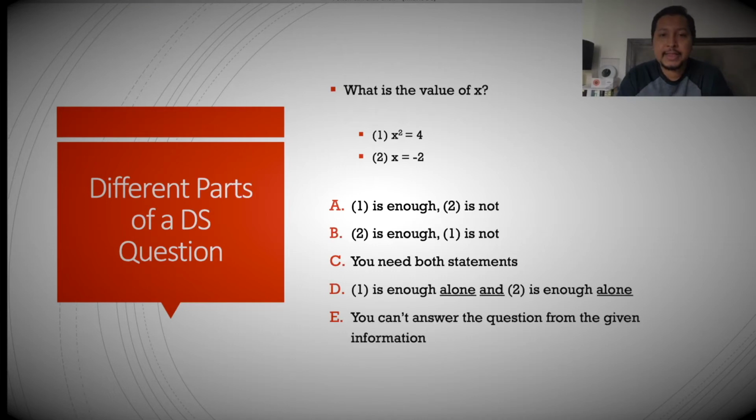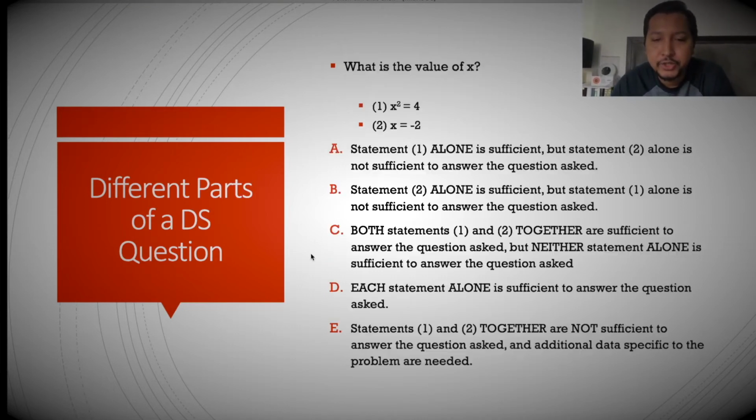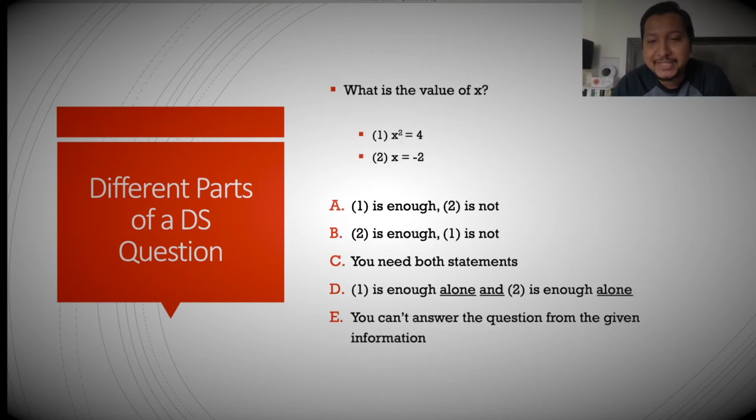So let's move on. I have just paraphrased what I showed you in the previous question example and made it really simple to understand. Basically, answer choice A means 1 is enough and 2 is not. Answer choice B means 2 is enough, 1 is not. C means you need both statements to answer what you asked me. And then D means 1 is enough alone and 2 is also enough alone.